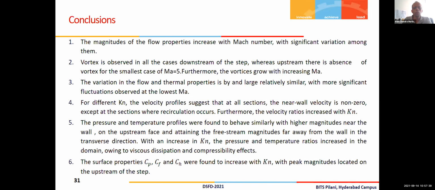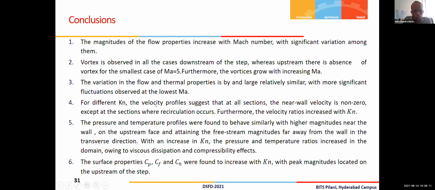So just to conclude, the magnitudes of flow properties are seen to increase with Mach number with significant variation among them. And vortex is observed in all the cases downstream of the step, whereas upstream there is an absence of vortex for the smallest Mach number. And we see a vortex developing better for higher Mach number. The variation in flow and thermal properties is by and large relatively similar, with more significant fluctuations observed at the lowest Mach number.